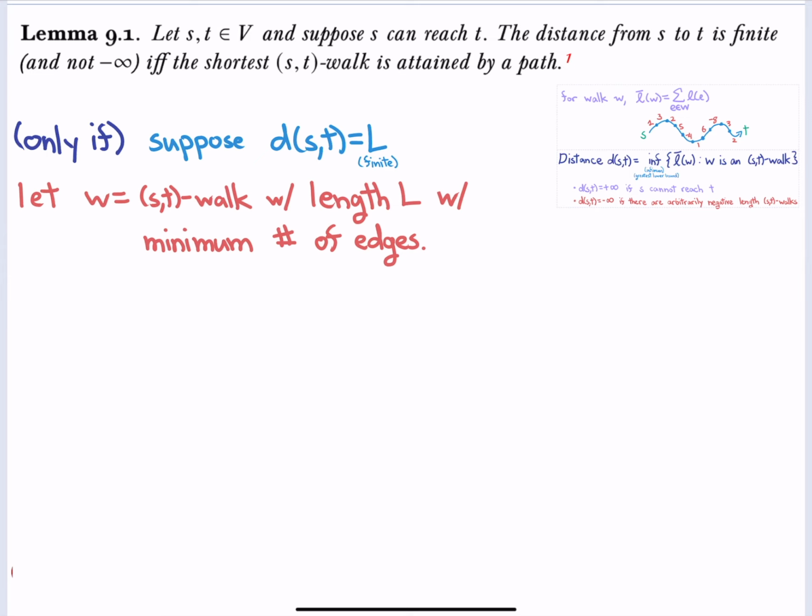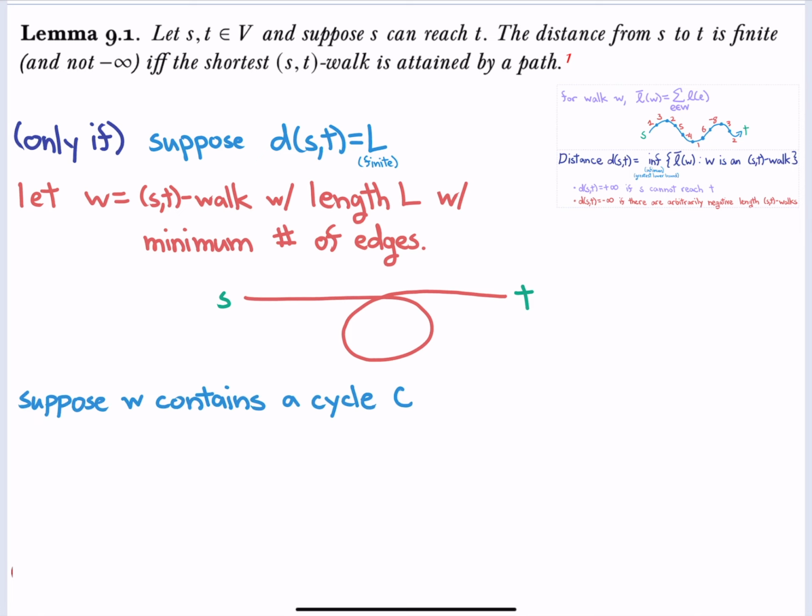Now suppose that W is not a path. If W is a path, we're just done, because that's going from S to T, it's a path, and it has length L. So the interesting case is that W is not a path, it has some cycle, which I'll call C.